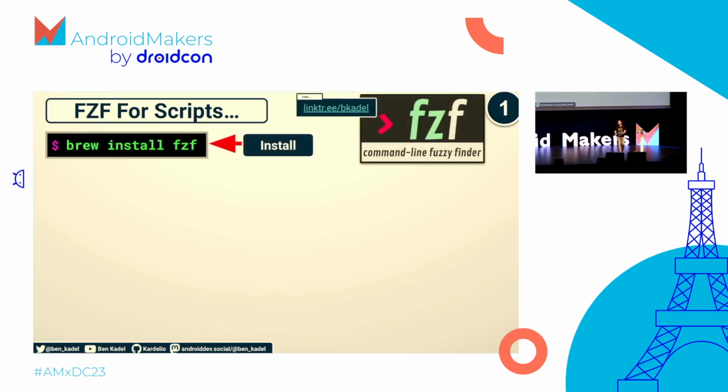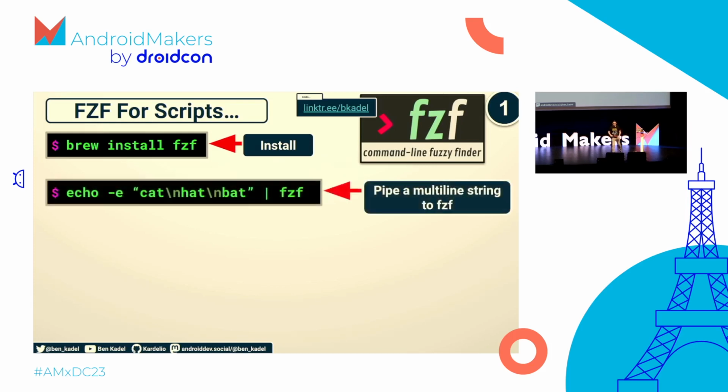FZF is amazing. Even outside of Android, I'd recommend really looking into FZF. It's a command line fuzzy finder. What the hell does that mean, Ben? Well, here's a very basic example. We can pass any multi-line string to FZF.